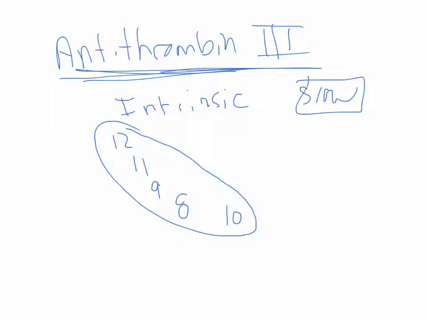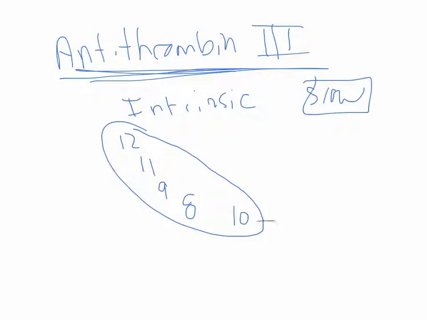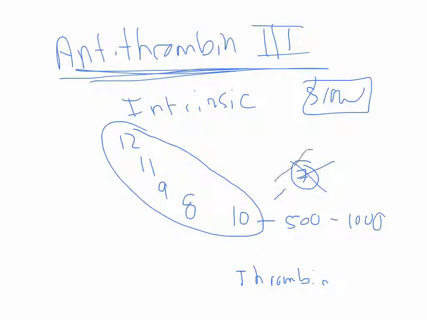In the presence of heparin, it increases the reaction rate differently for each of these, but for factor 10, it's about a 500 to 1,000-fold increase in inactivation when heparin's available. And it's also important to know that this can inhibit thrombin. It can also inactivate factor 7, but it's not very good. Even in the presence of heparin, it doesn't really inactivate 7 very quickly. So 7 can still keep going pretty strong.